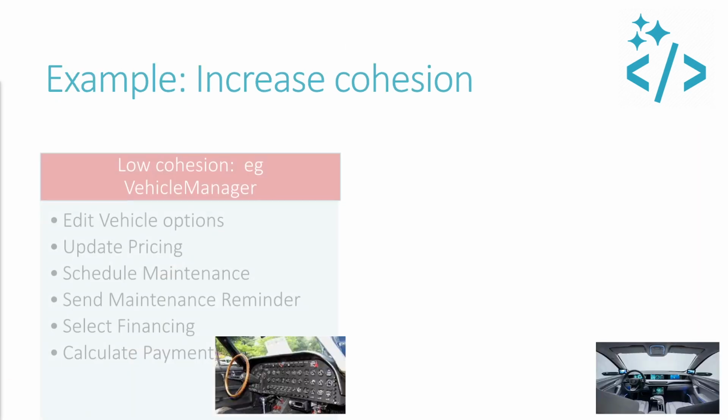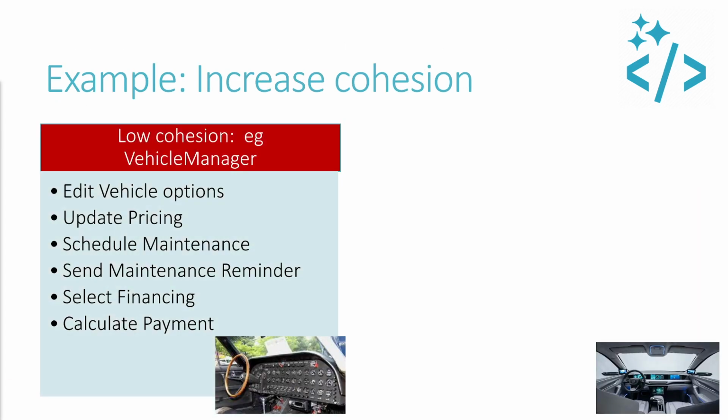And an example of how to increase cohesion. We have for example here a vehicle manager with a lot of functions and methods. How can we improve this?